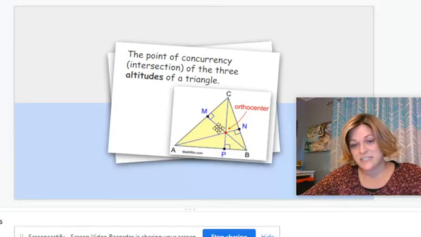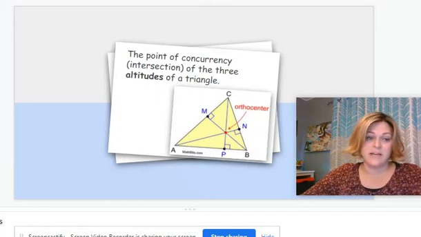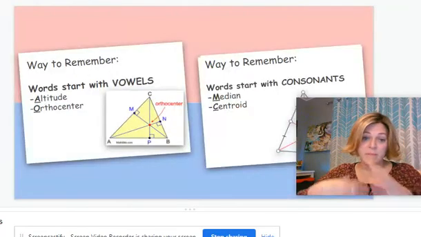If I look at just this line here, M to B, it is starting at the vertex, going straight down at a 90-degree angle. But notice it's not necessarily bisecting the other side. From the vertex C, straight down at a 90-degree angle. Obviously A to P is not the same as B to P. Those are definitely not bisecting that other side. So keep that straight.